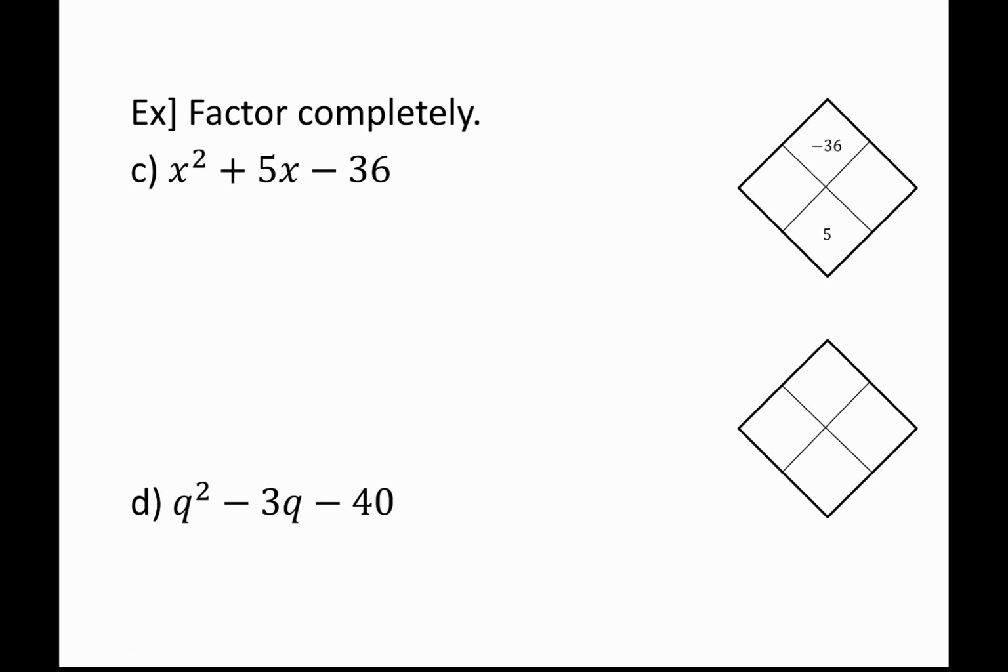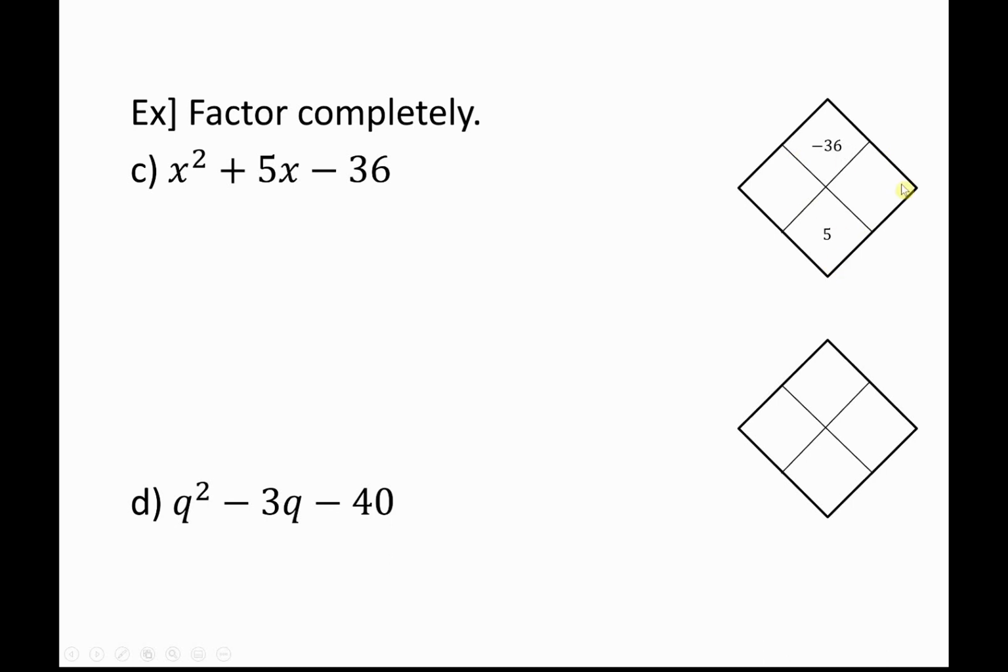Let's go ahead and initialize our diamond. We have a negative product but a positive sum. So that means that one of these two factors that finishes the diamond is negative. And since the sum is positive, the larger of the two factors has to be positive. You see what I mean? That's the only way this is going to work out.